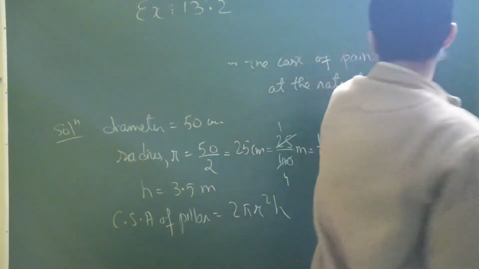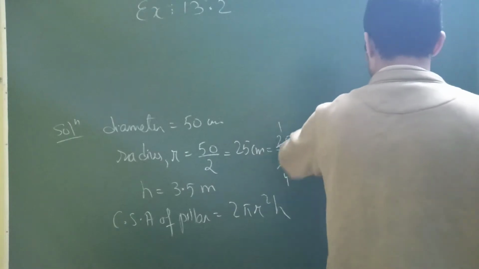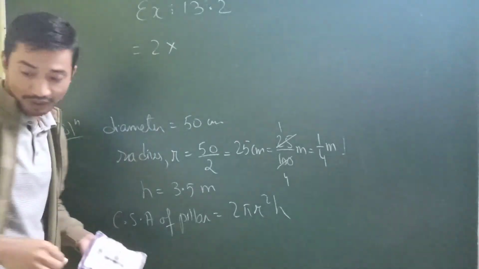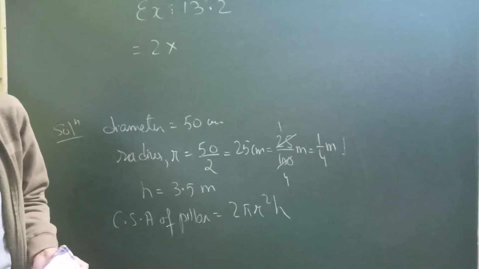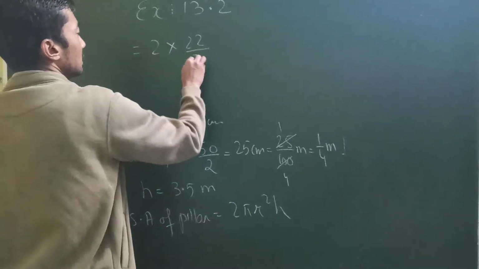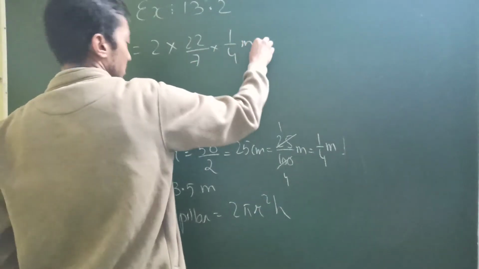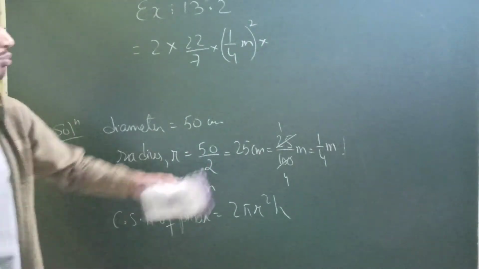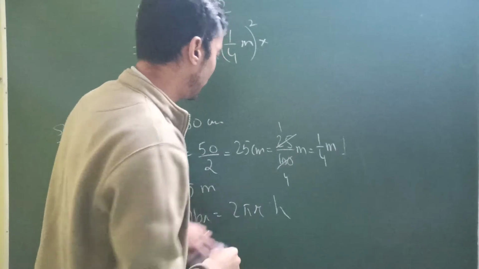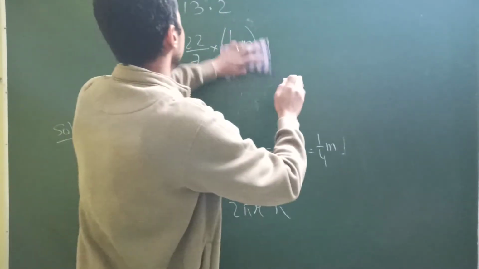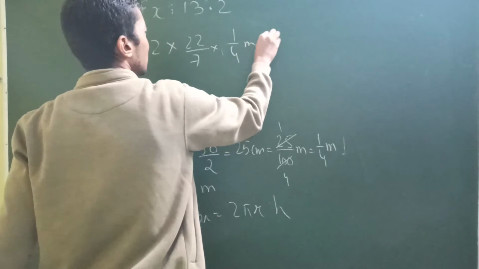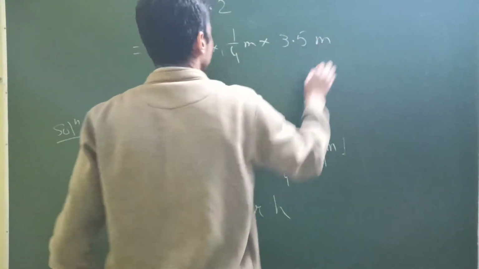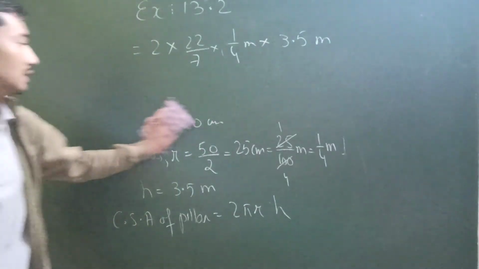So let's quickly solve. That's going to be 2 into the pi value. What to use? Nothing is given in the question, so we will use 22 by 7 into 1 by 4 meter into r square. Sorry, 2 pi r h, isn't it? I'm confusing with volume. 2 pi r h, 1 by 4 meter into 3.5 meter. Some of you must have thought, what is sir doing? Okay, let's calculate this then.